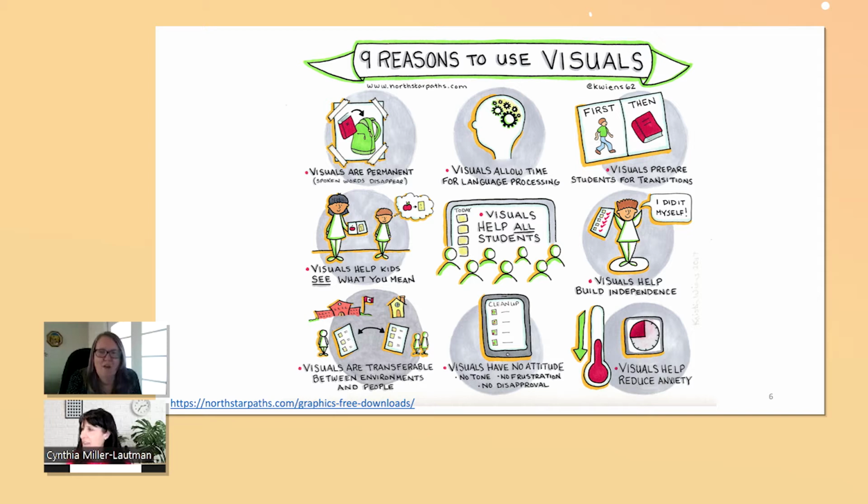So many times when we have to repeat ourselves, we can become frustrated. We could also become bored because we're repeating the same thing over and over again. And that is transmitted. That can be heard in the voice that we're using. So to avoid that voice change, we can let the visual schedule do the work for us.